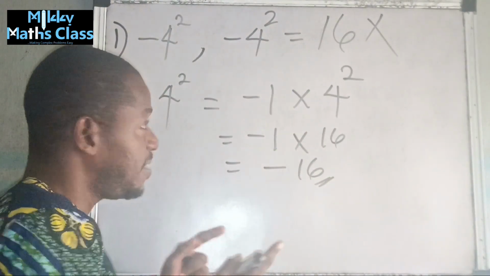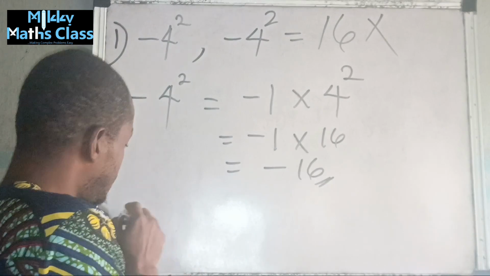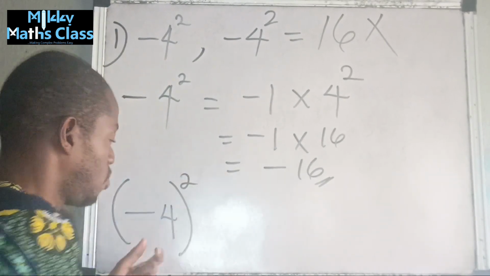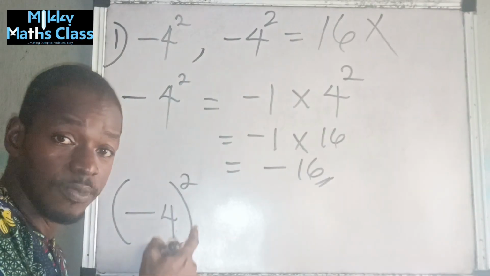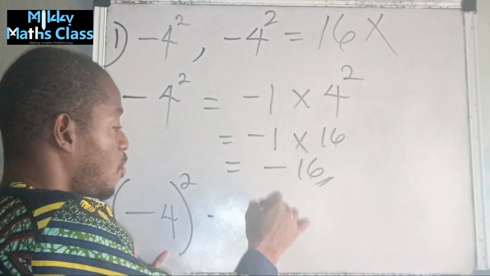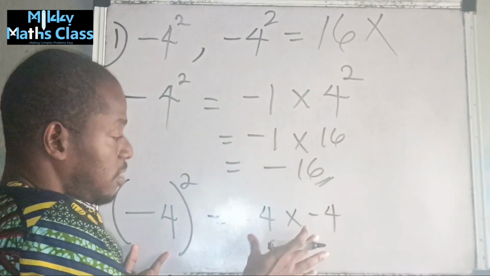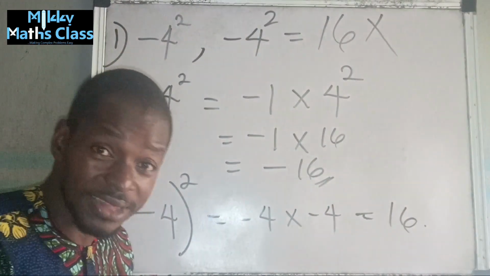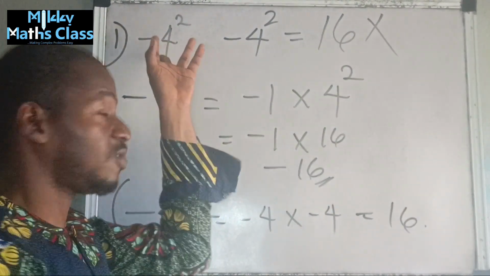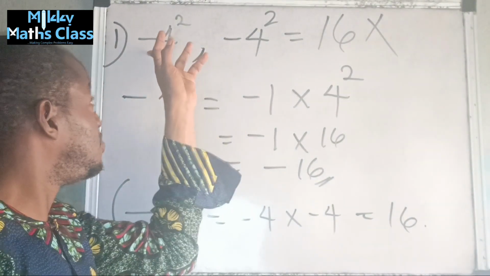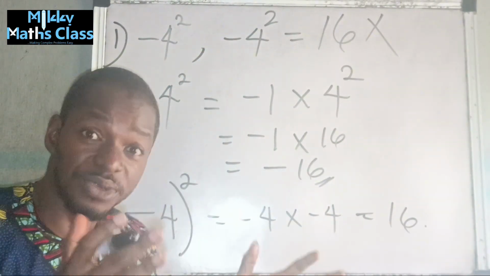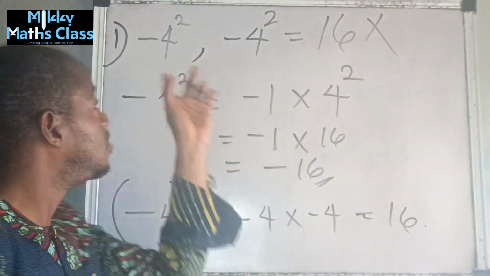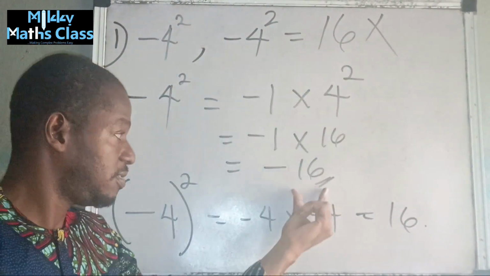The only way it would have been 16 is if it was in brackets, something like this, (negative 4) to the power of 2. And this one means negative 4 times negative 4. Negative will cancel negative. That will give us 16. So don't make this first mistake. When you have a question like this, the negative is not part of the base. It's a separate entity in itself. So those are two different things. Negative 4 squared is negative 16.